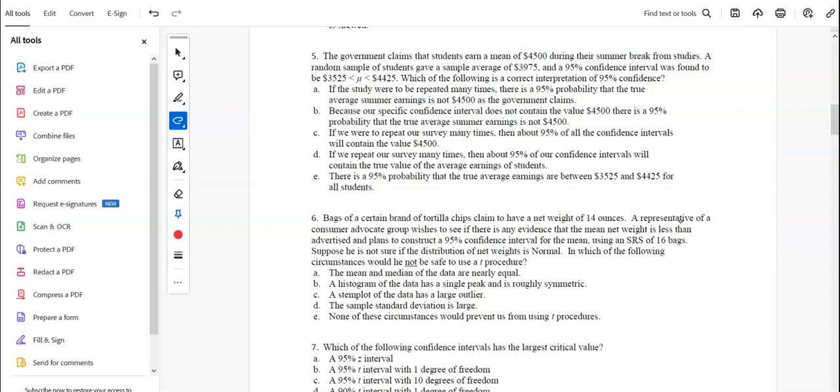it doesn't sound too bad. True that there's 90% probability. I don't think that sounds right. That's not how we talk about it. Does not gain the value. There's a 95% probability. I don't think that's it. For your repeated samples, 95% of all contain that. So E doesn't look right.